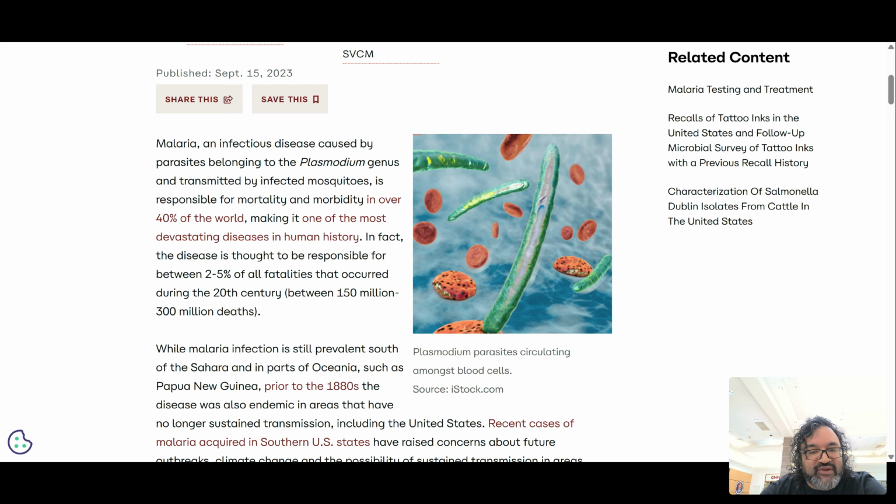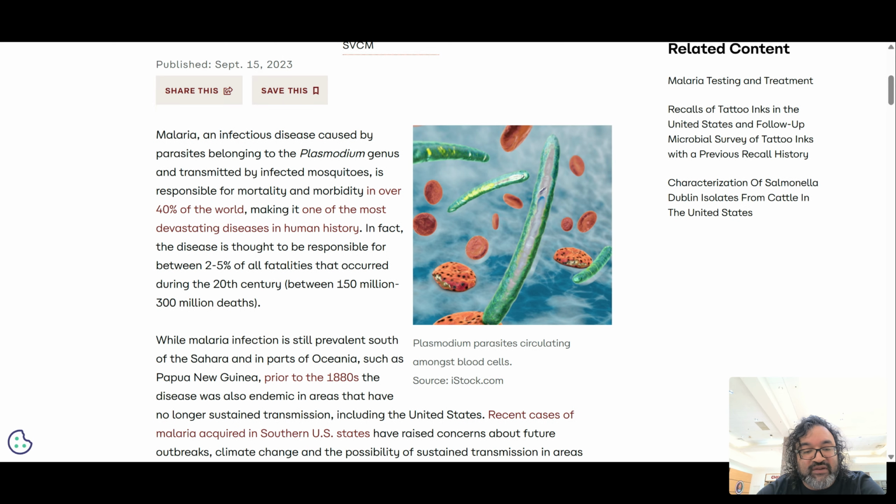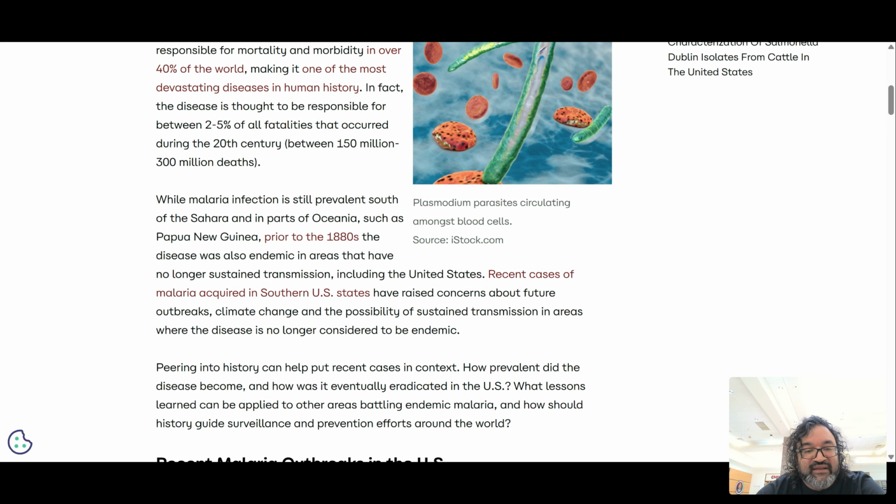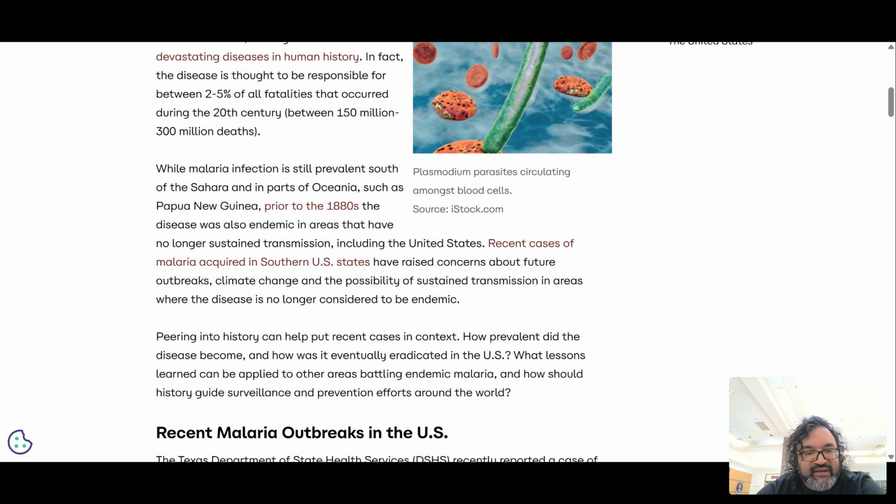The disease is thought to be responsible for between 2 to 5% of all fatalities that occurred during the 20th century. And that is a whopping 150 million to 300 million deaths. That is way more than the deaths that came from COVID-19. It's still prevalent in the south of Sahara and in parts of Oceania, like Papua New Guinea.